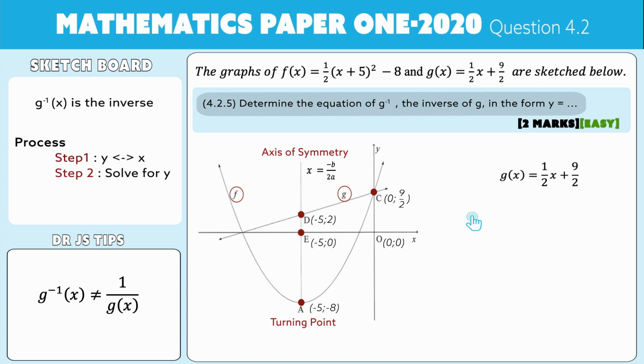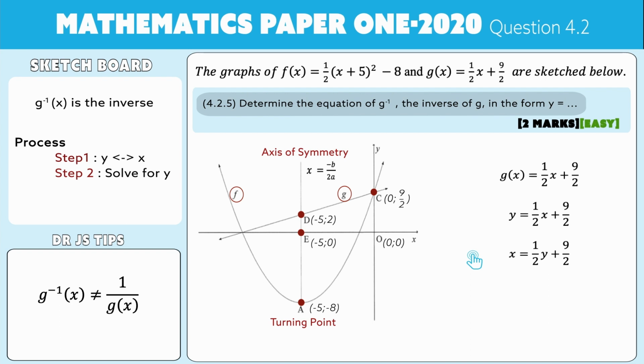Now, first of all, our g of x is a y value. So y will be a half of x plus 9 over 2. We interchange the x and the y. That would mean that x is equal to a half of y plus 9 over 2. Now, that's g of y. We want g of x. We've interchanged the two of them around.